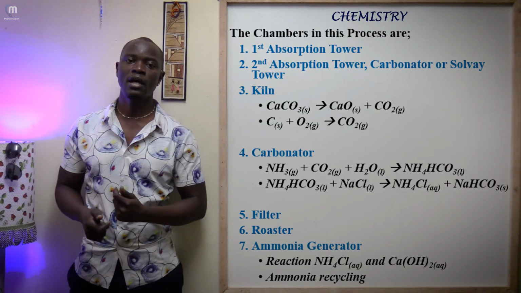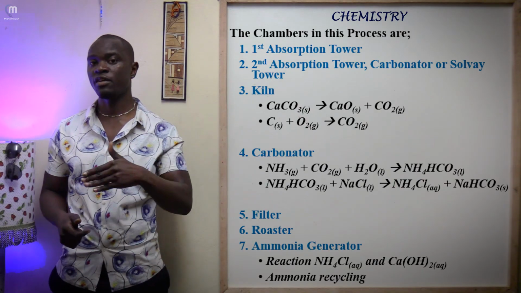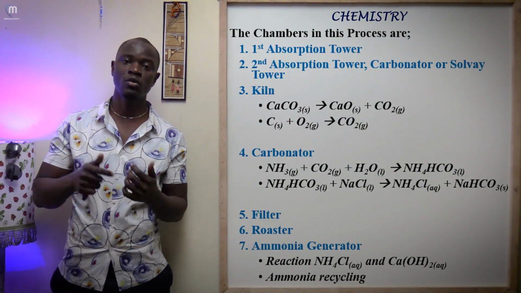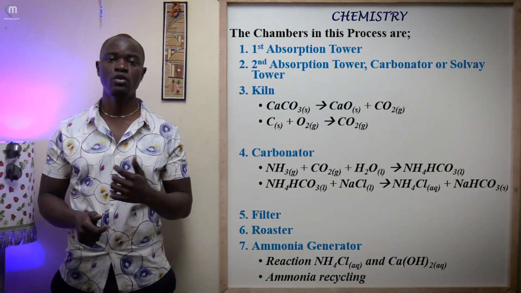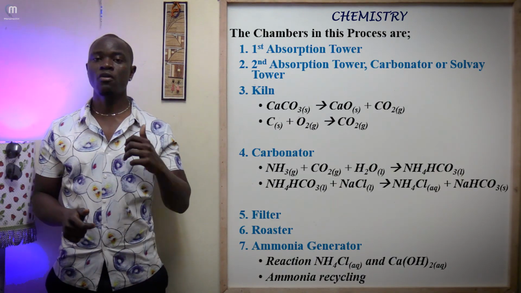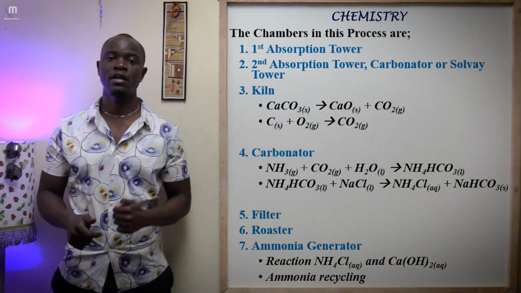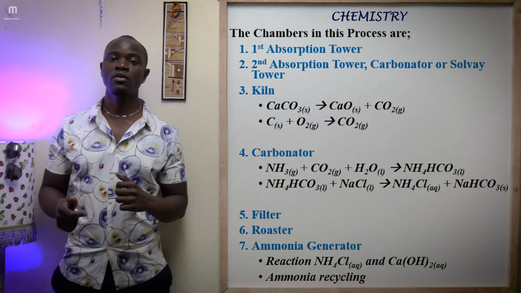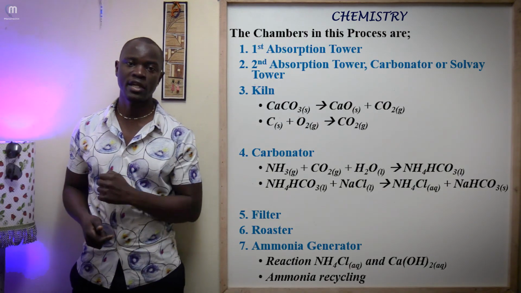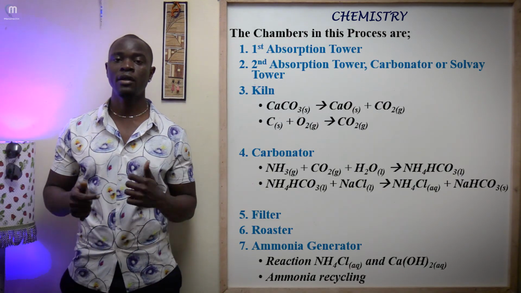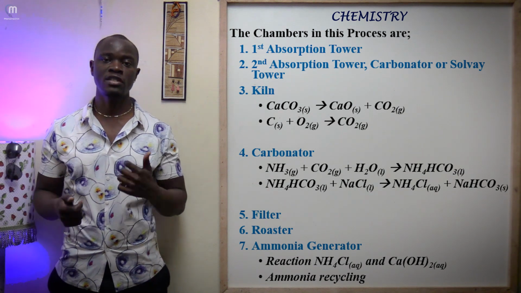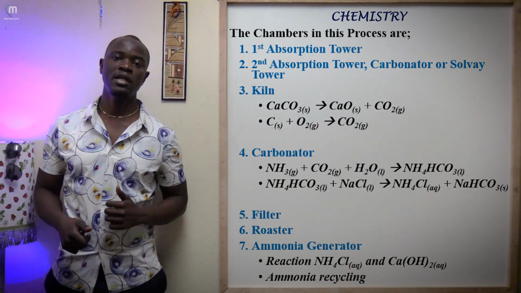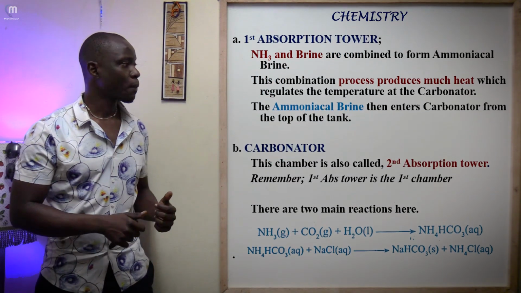From the kiln we go to the filter. Now from the carbonator is the filter. So the next chamber is the filter, in which we filter between solid and liquid particles. From the filter, the components go to the roaster. From the roaster, we obtain the sodium carbonate that we need. Then there is also the ammonia generator. In the ammonia generator, we obtain our byproduct, calcium carbonate, as well as ammonia gas and water molecules.